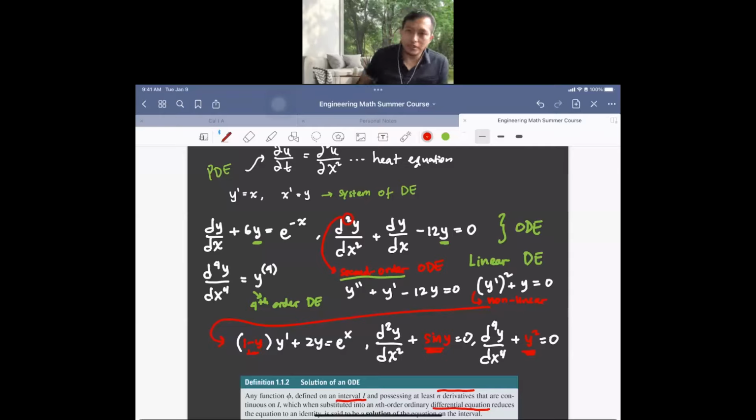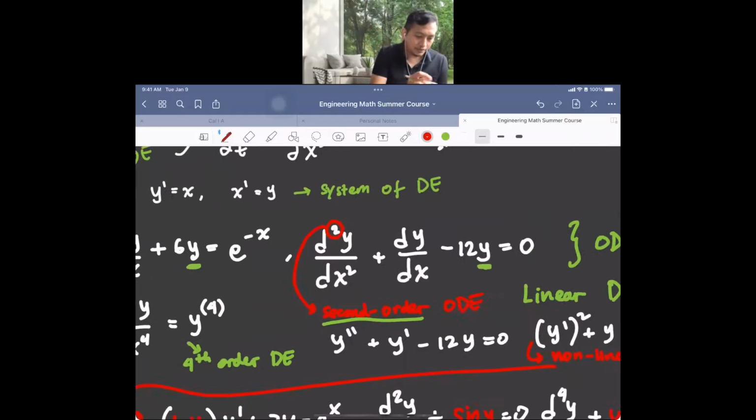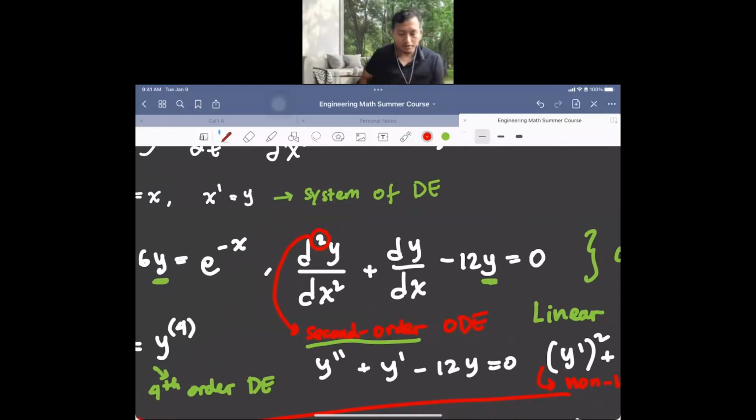The fourth order. The order means, when you have first order, second order, third order, fourth order, it means that the order is here. If we have this two here, it's second order, right? But the equation is linear.